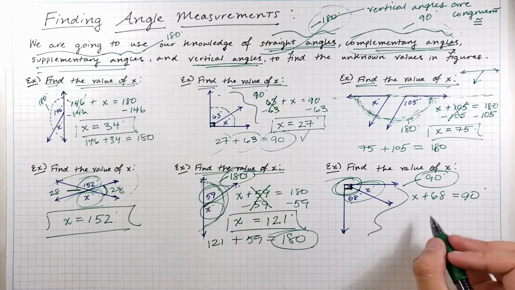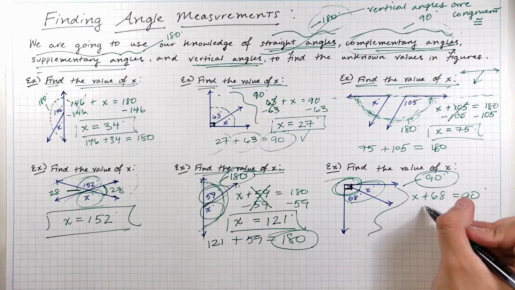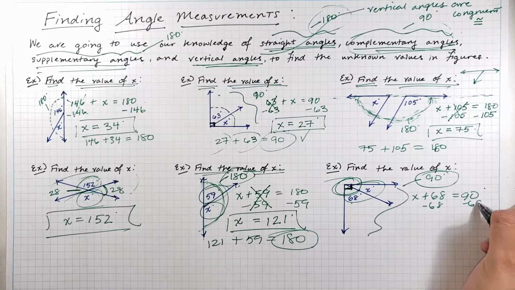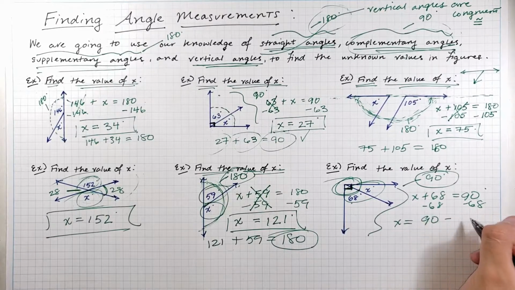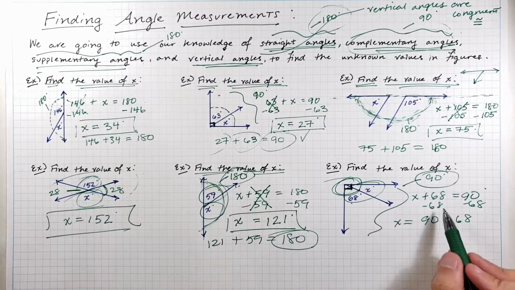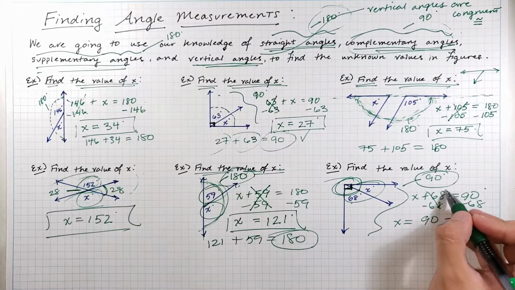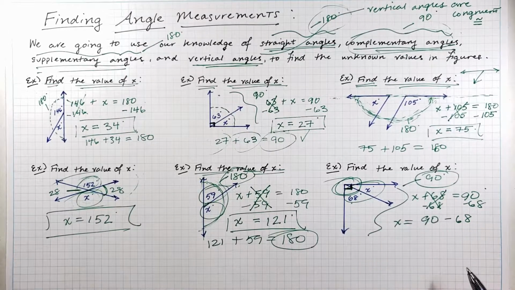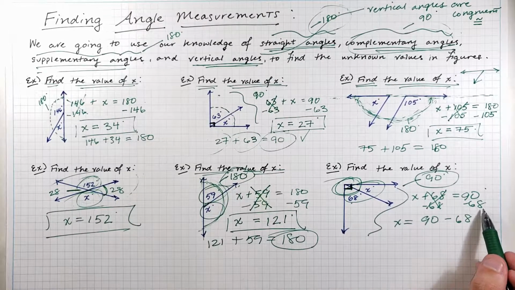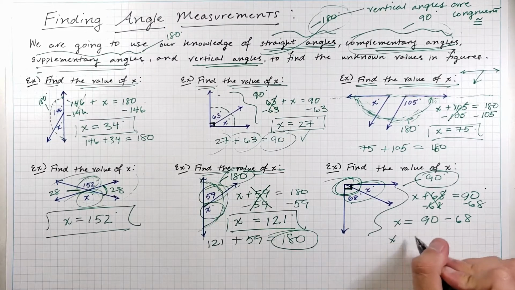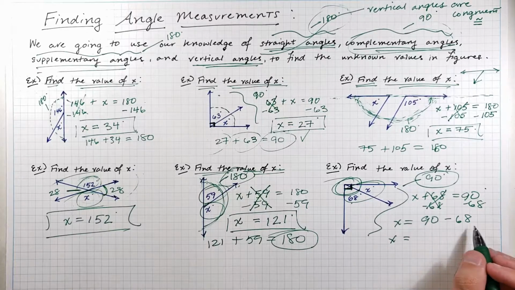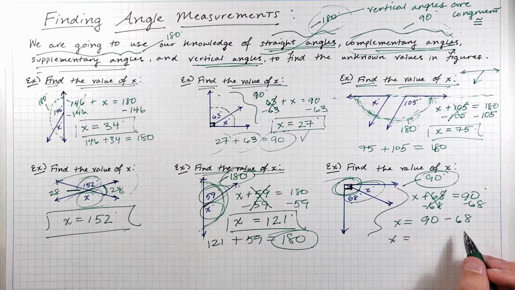Okay, so now we'll take away 68 from both sides, and we'll get x equals 90 minus 68, right? Because 68 minus 68 is 0. You don't need to put 0 in an equation. x equals 90 minus 68 is going to be, what is that, 22?